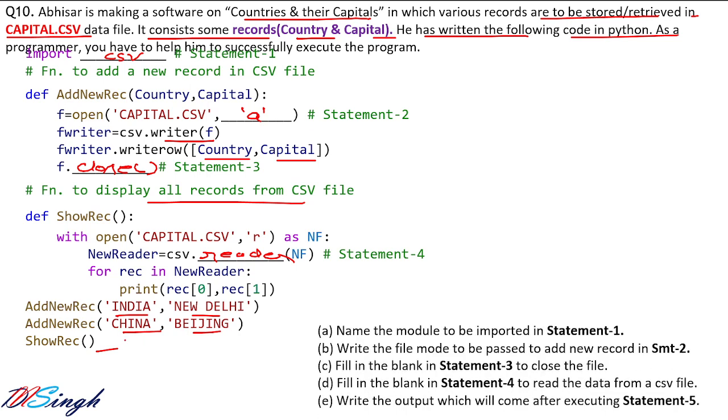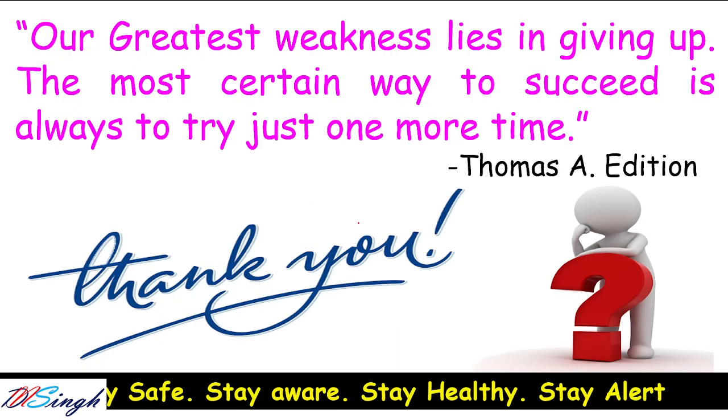Fine. Let us see what questions are being asked. Statement 1, what should we write? CSV. Statement 2, append mode. Statement 3, close. Statement 4, reader object. Fine. Statement 5, what should I have? Output, as both records will be available in the output, India New Delhi and China Beijing. Wonderful. Moving to the next.